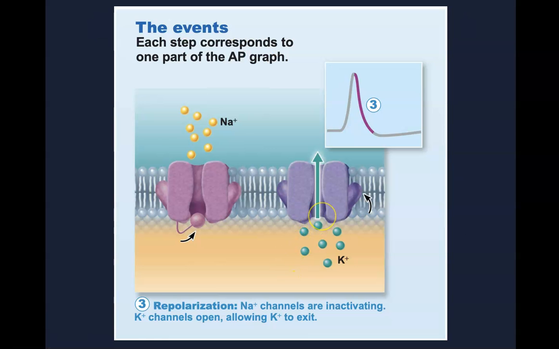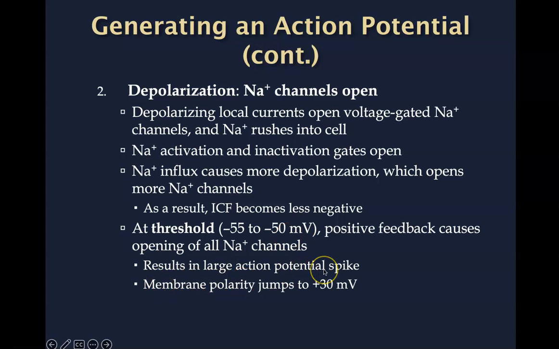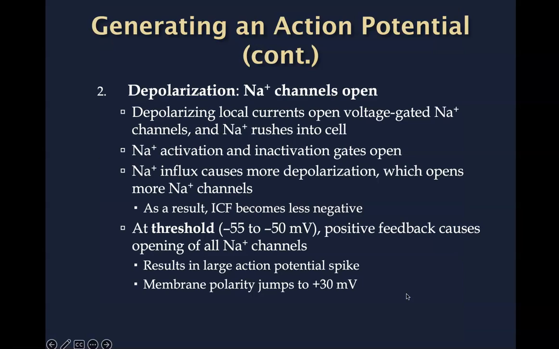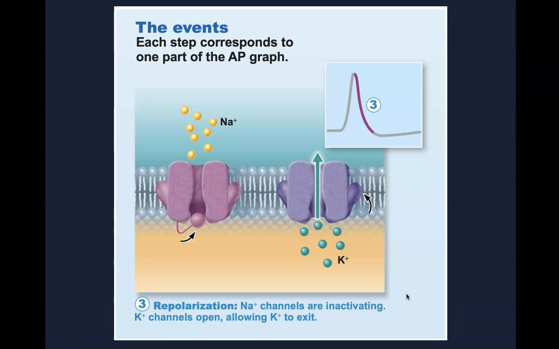So typically, they tell you that the membrane polarity is going to jump from what was initially that negative 55 millivolt threshold all the way to about positive 30 millivolts. So that's your depolarization, allowing that sodium rush in.